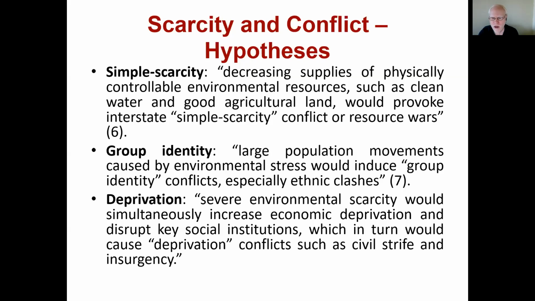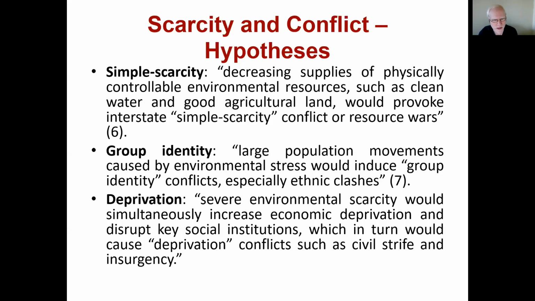So say there's a river that is shared by two different countries, and water starts becoming a problem. You may have a war over who has control. It used to be a shared river. Now one country wants to control it completely. You might have wars if there's a border region that has oil, right? You might have wars over who controls those oil resources. So that's a simple scarcity. So this is kind of more of a direct link between scarcity and resources and conflict.